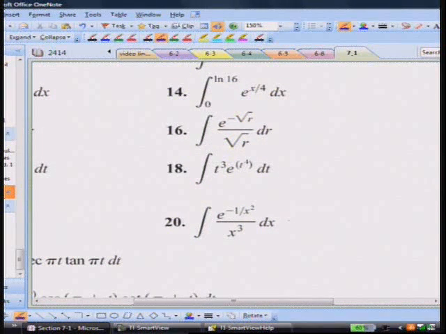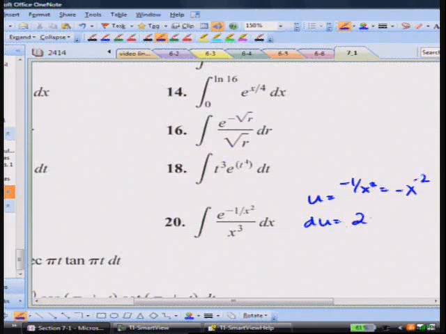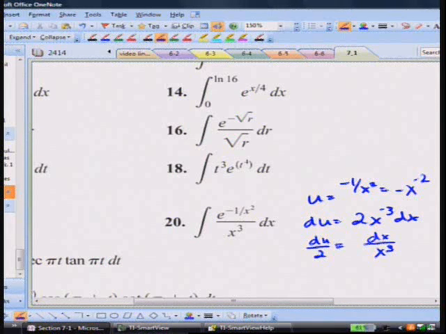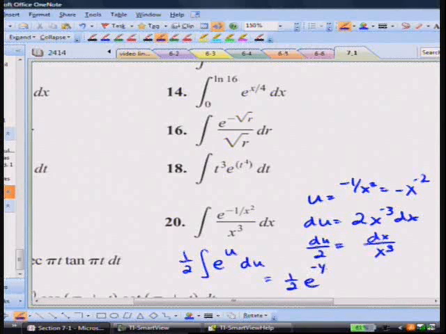Okay, what about 20? Can you tell what the substitution will be on 20? You're really going to have to handle that negative 1 over x squared. If you let u equal negative 1 over x squared, that's negative x to the negative 2, right? And so then the derivative of that is going to be 2x to the what? Negative 3 dx, which is exactly, there it is, right? But you've got that 2 there. So it's going to be du over 2 is equal to dx over x to the 3rd. So you will replace this with du over 2. So you'll have 1/2 the integral of e to the u du. And so you'll just get 1/2 e to the negative 1 over x squared plus c.